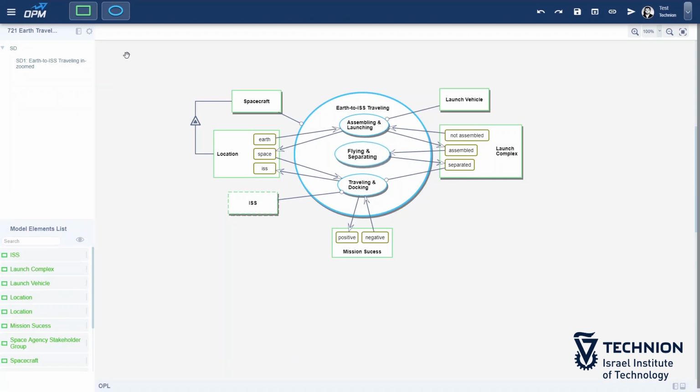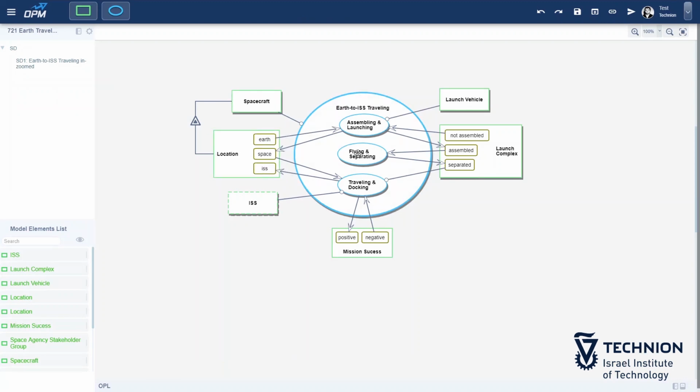Next, the launch vehicle separates from the spacecraft. Traveling and docking is the last sub-process, at the end of which the spacecraft arrives at the ISS and docks in one of its docking ports. Traveling and docking requires the launch complex to be separated, meaning just the spacecraft without the rocket that launched it from Earth. Traveling and docking is what delivers the benefit of the system, the success of the space mission. The location of the spacecraft also changes, of course.